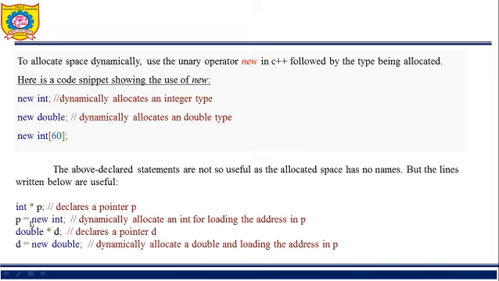So if I say p is equal to new int, then it dynamically allocates a memory space for integer type of data and the address of that memory is stored in the p variable. So p holds the address where we can store integer type of data. Same as for double.